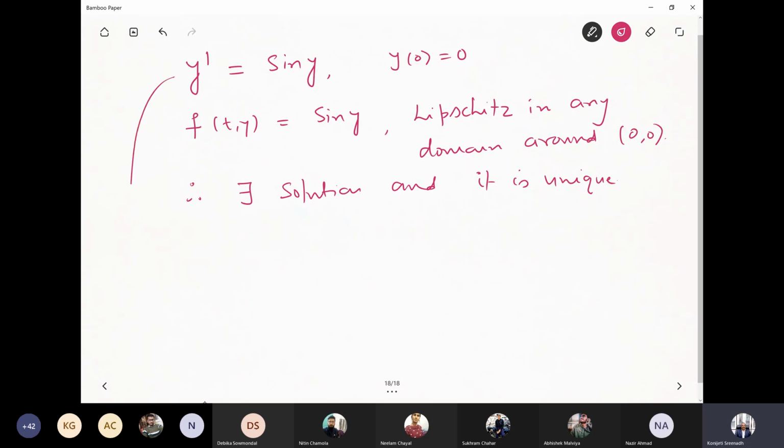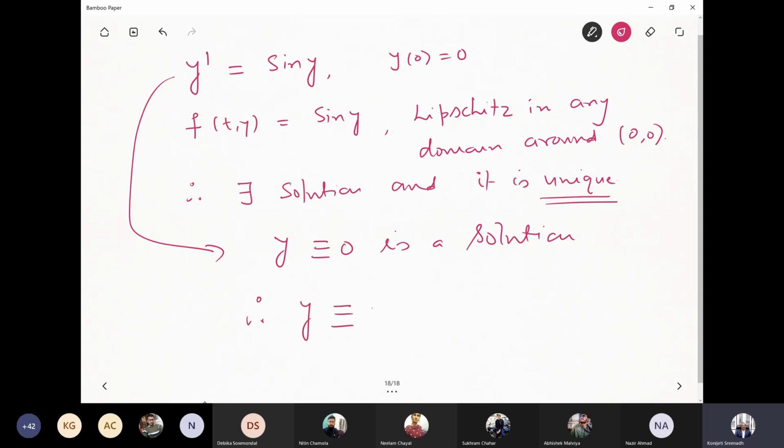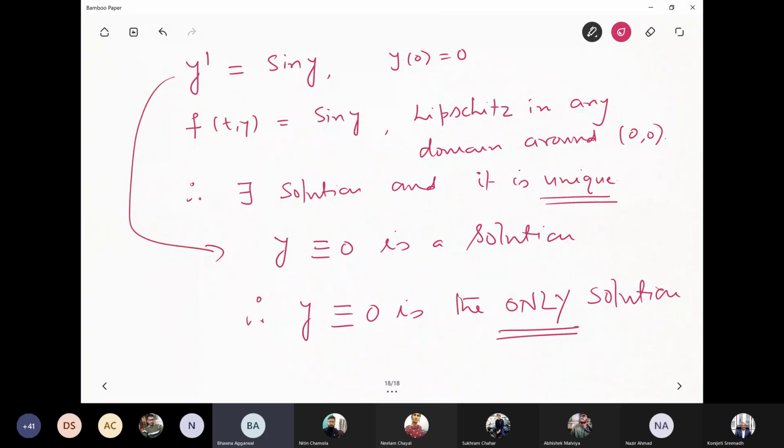But you see from this equation that y identically equal to 0 is a solution. And the equation has a unique solution. Therefore, y equals 0 is the only solution for this equation. That is the power of this theorem. It says that there is a solution, and from a simple observation we see it. Similarly, in the previous example also.